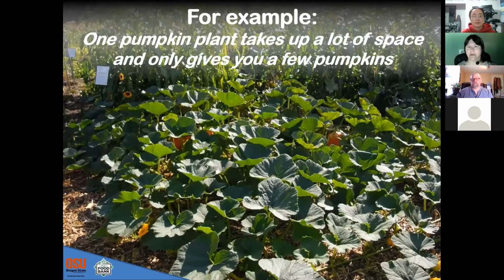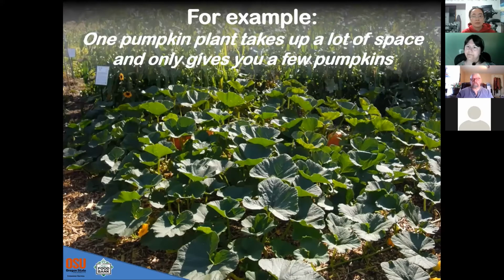Here is an example. A pumpkin plant takes up a lot of space, and you don't get as much yield from the plants as you might get from other plants that you could put in. So if you have the space, right, that's fantastic. But if you have a smaller garden space, consider that maybe pumpkins may not be the best investment.